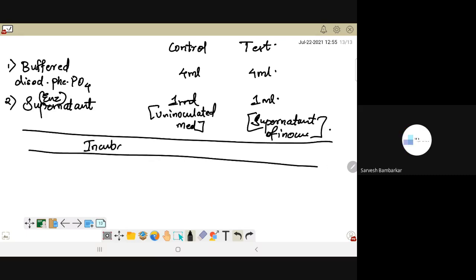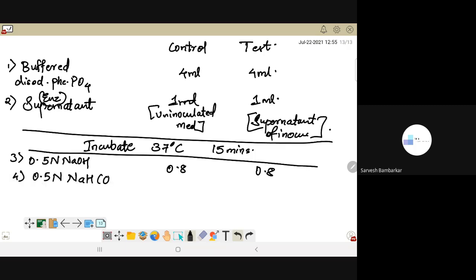Now you will have to incubate it because you will have to give some time for the substrate and enzyme to interact, right? At 37 degrees Celsius for 15 minutes. So you have to incubate it at 37 for 15 minutes, post which you will add 0.5 normal NaOH, which is 0.8 ml to both the tubes. Now this is a very high concentration and this will help to stop the further interaction that's going to take place between the enzyme and substrate. We are stopping that reaction. We don't want the reaction to continue while we are performing the assay. That will give me a lot of deviating readings.